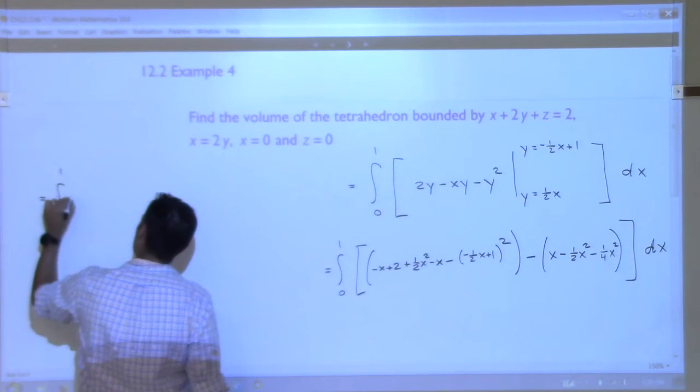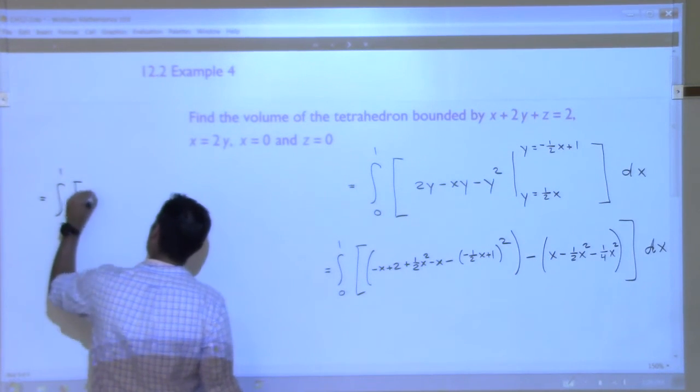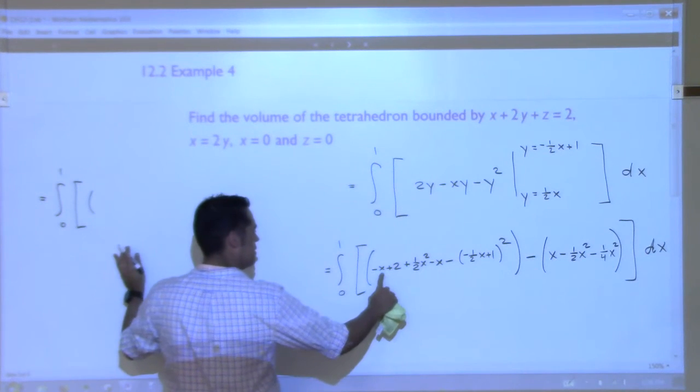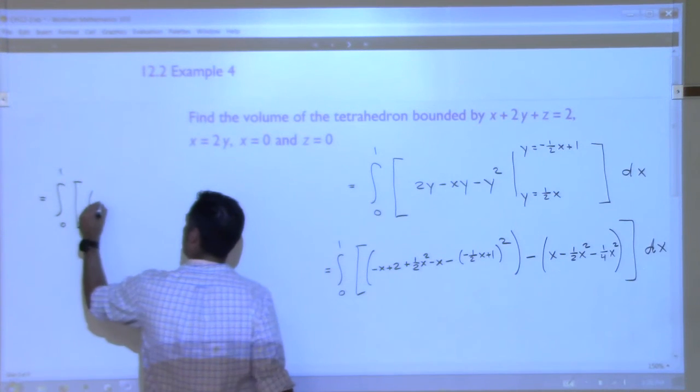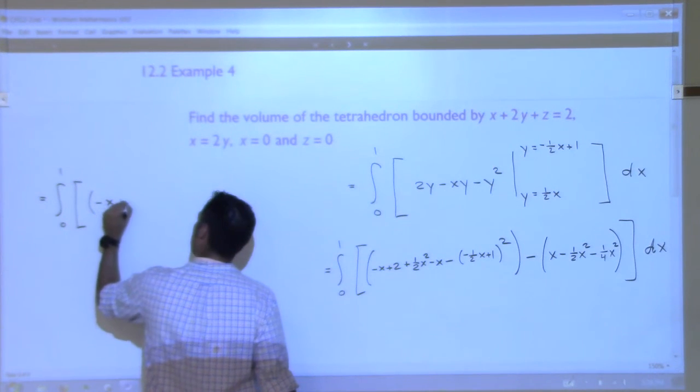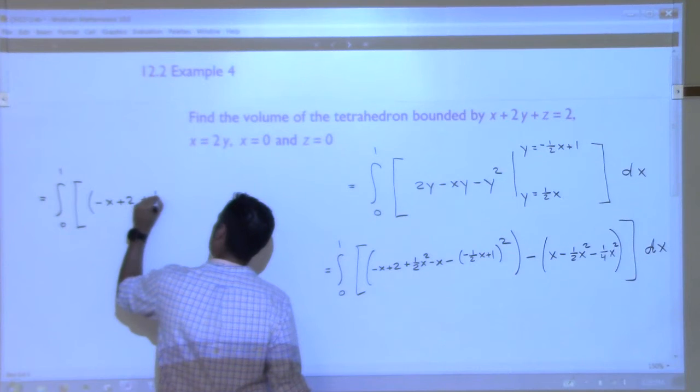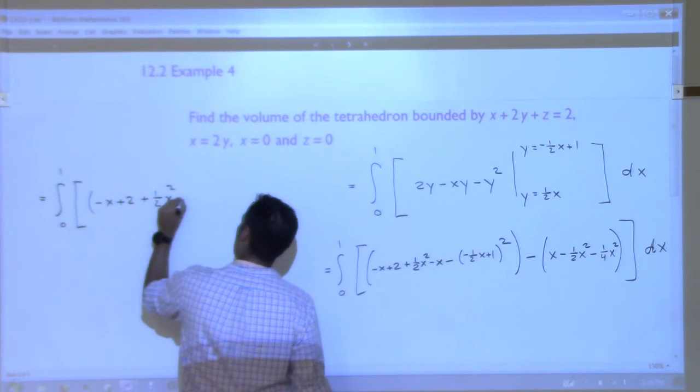Integral 0 to 1, I guess I'm not ready yet. I'm going to clean this up. It's going to be, let's see, minus x is minus 2x. I guess I can do it all at the end. Minus x plus 2 plus 1/2 x squared minus x.